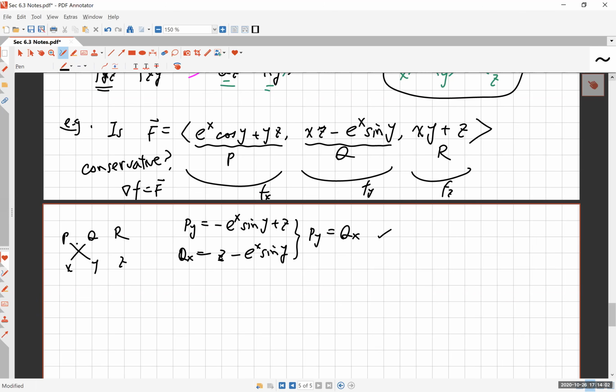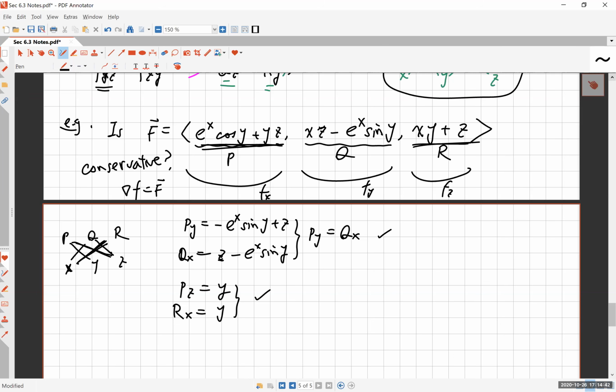Second test, is Pz equal to Rx? Pz, so take this, differentiate it with respect to z. Well, that's an easy one. That's just y, okay? And then Qx, let's say, no, this is not Qx. This is supposed to be Rx, right? See, a typo or misspelling could cost you a lot of time, so be careful. Because in the second part here, I am checking Pz and Rx. So what's our Rx? Take this, differentiate it with respect to x, you get y. Great, the second one passed.